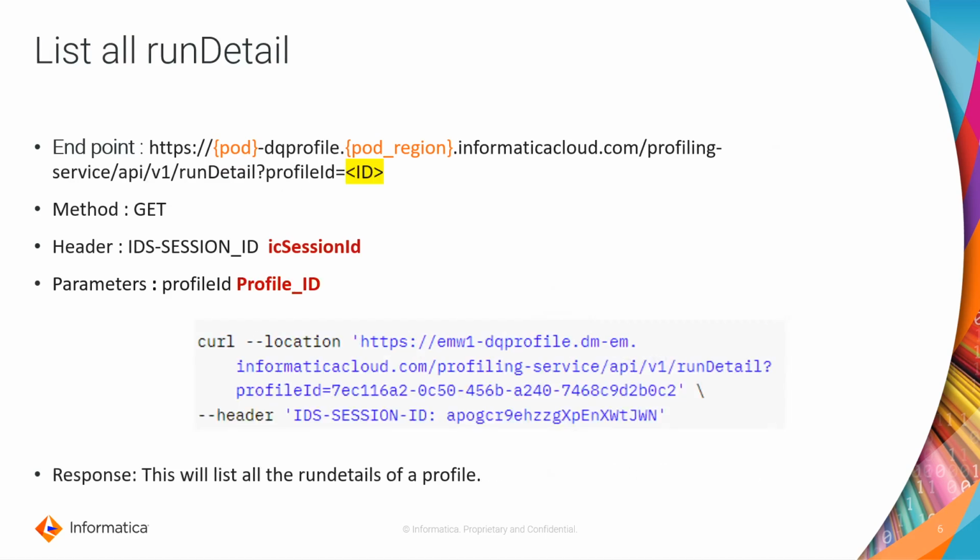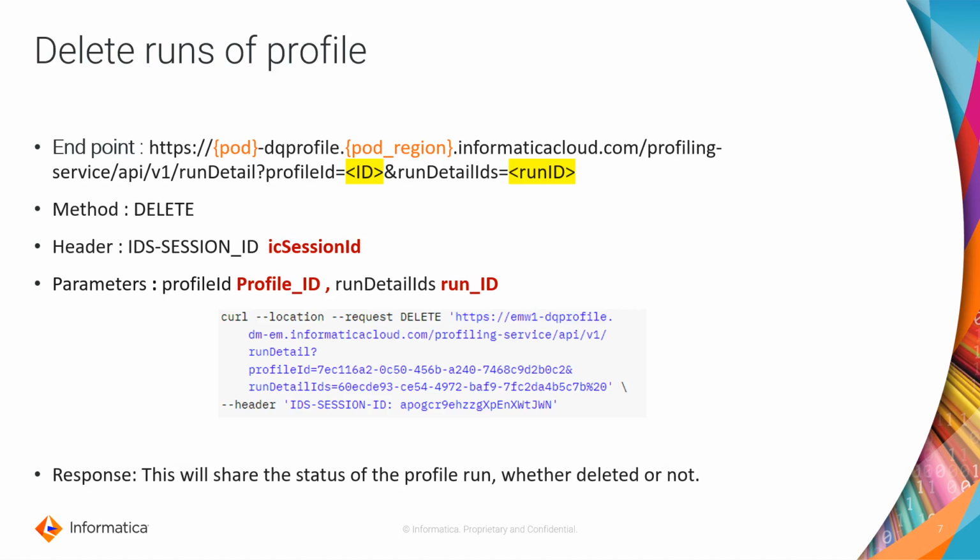In case I want to list all the profile runs of a particular profile, the profile might have run n number of times. If I want to check the status of each and every run, I can use list all run detail. Here you will just provide the profile ID, and all the runs that have happened with that particular profile, along with their details, will be listed. So we found out how to run the profile, how to check the status of a particular profile run ID, and how to list all the runs that have been done by a particular profile.